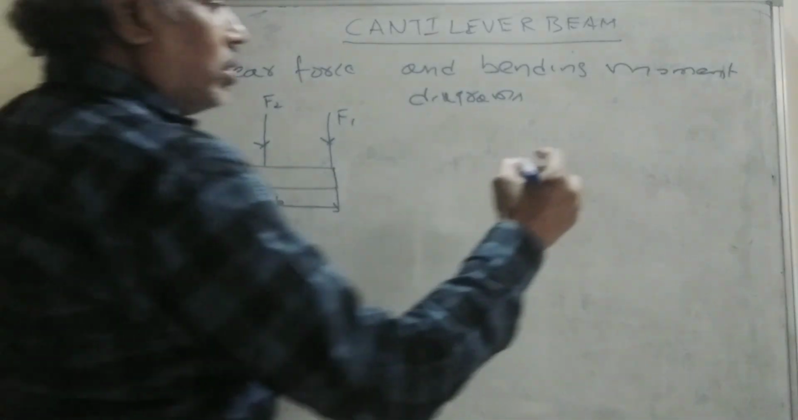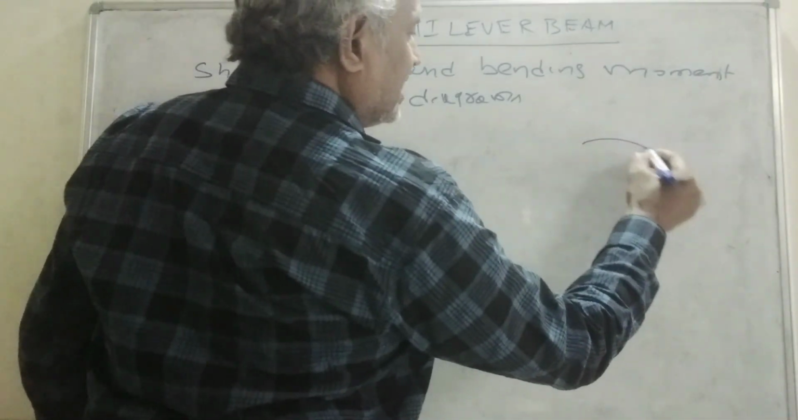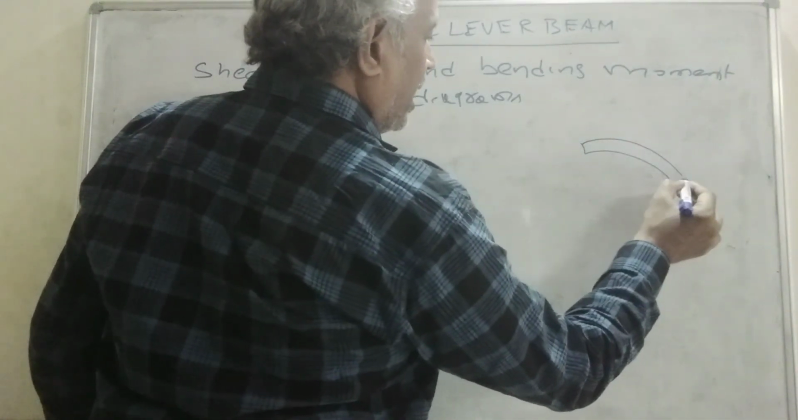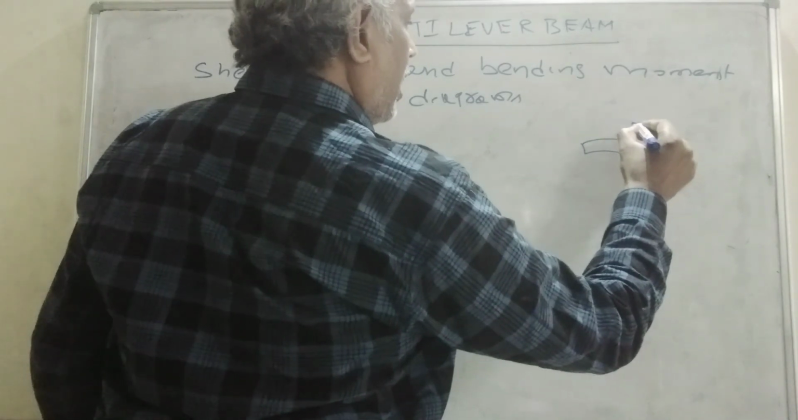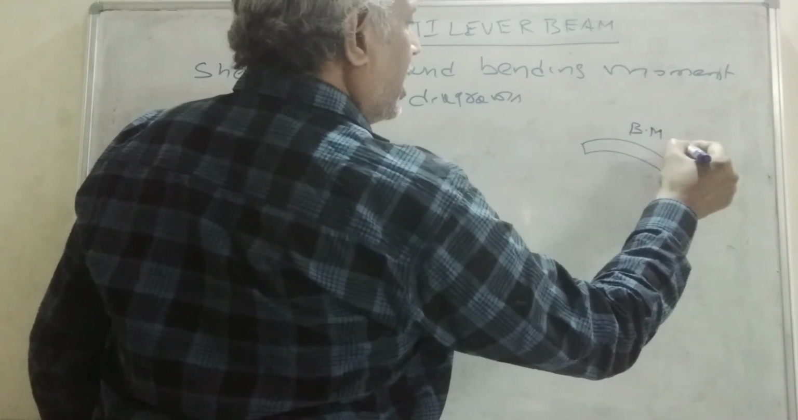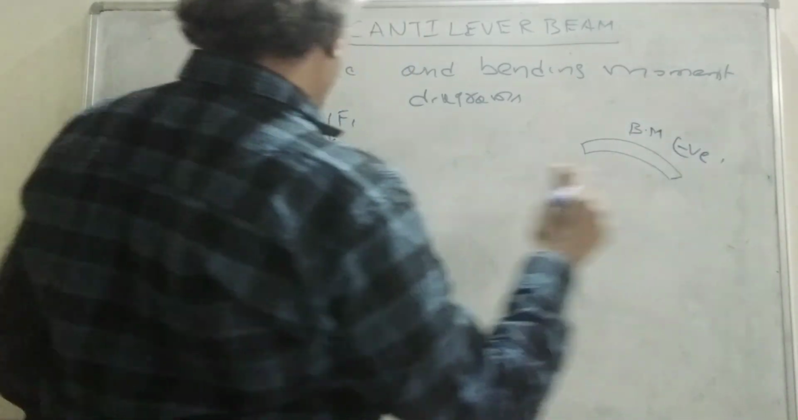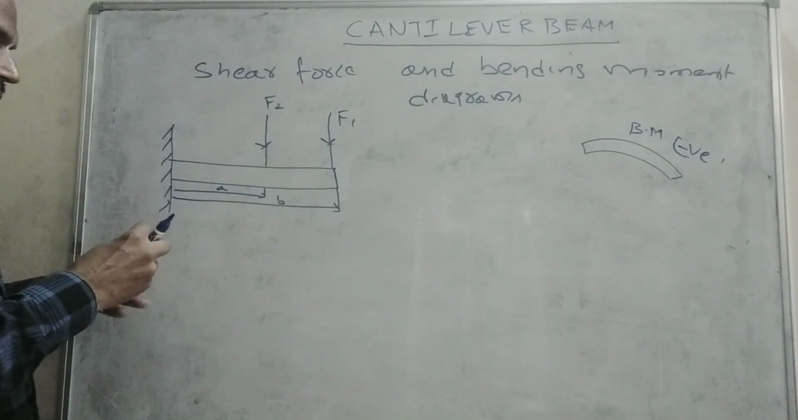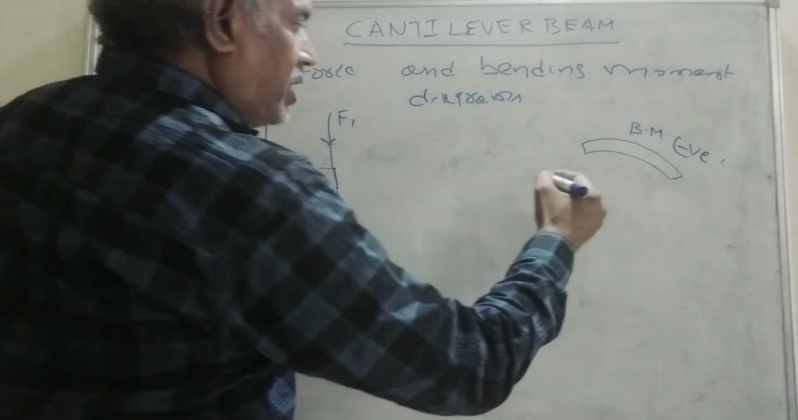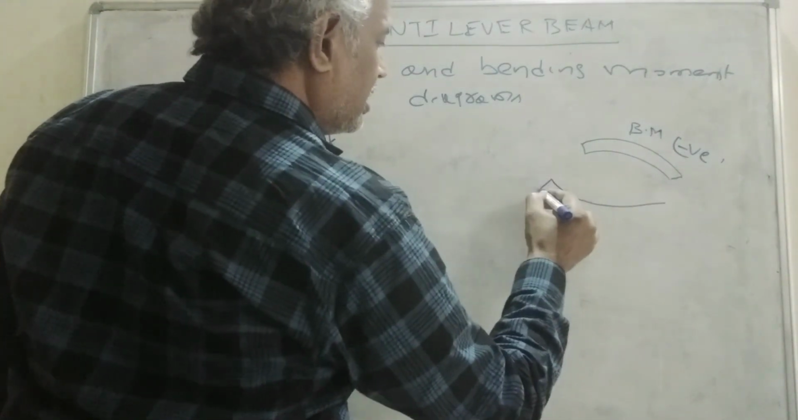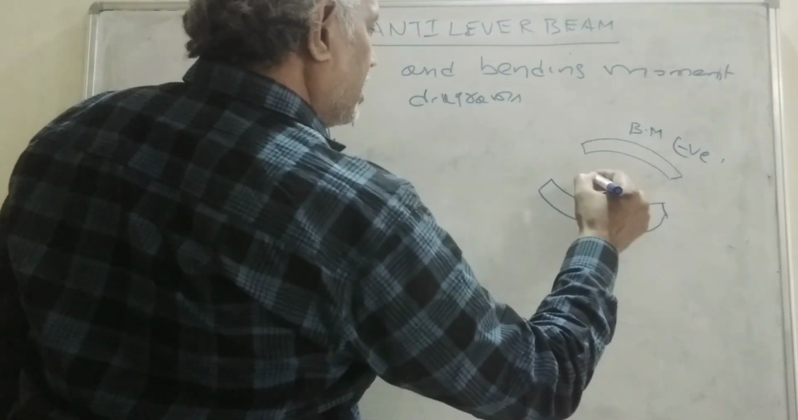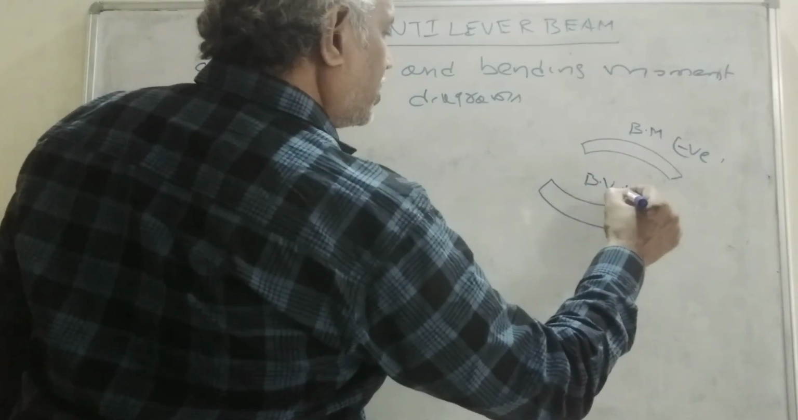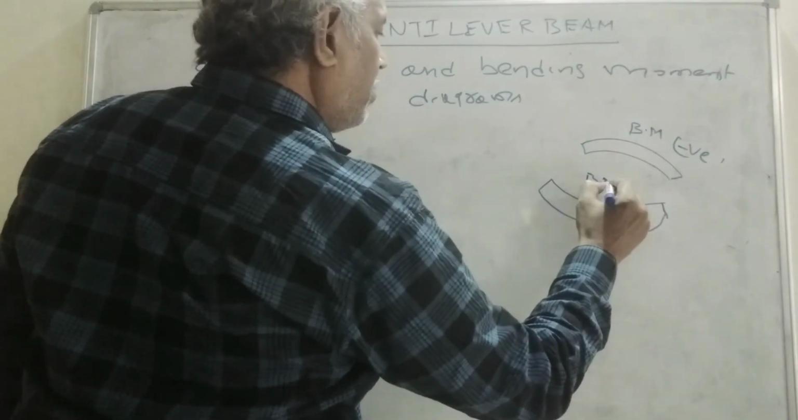Now, if the beam is bending like this because of the application of the force, the bending moment will be negative. Because if you are applying the load, this is having a bend like this. And otherwise, if the beam is sagging like this, the bending moment value will be positive.